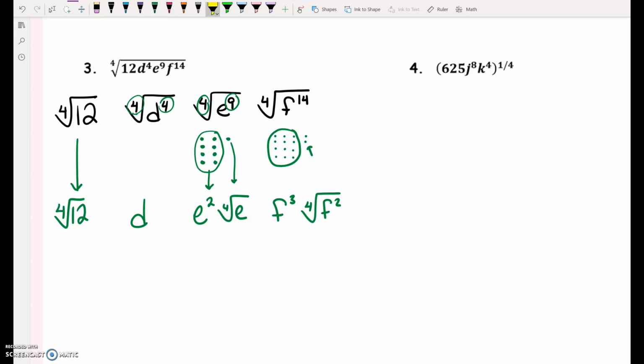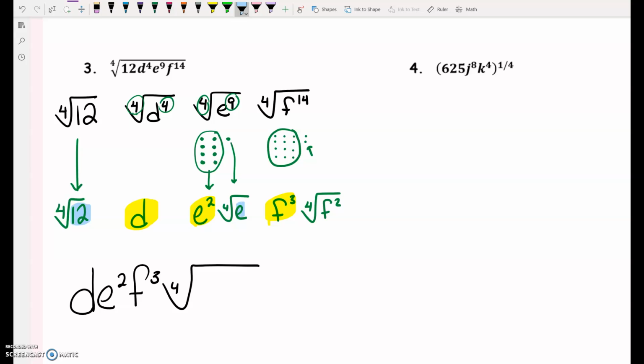For the answer, you would start with numbers that are not under the radical. We don't have any of those. Then you do letters not under the radical in alphabetical order. So d, e squared, f to the 3rd. Then you want to draw 1 4th root symbol. And anything that's under the 4th root, numbers first, then letters in alphabetical order. So 12, what the heck? E, f squared.